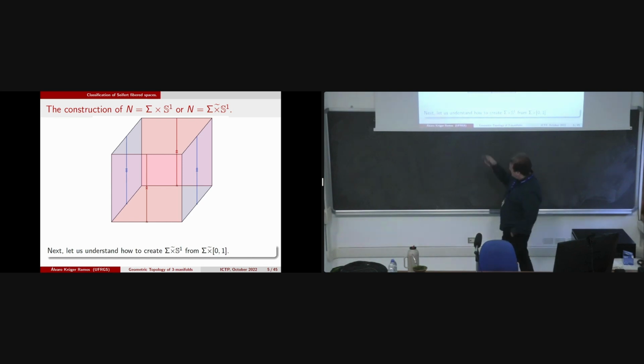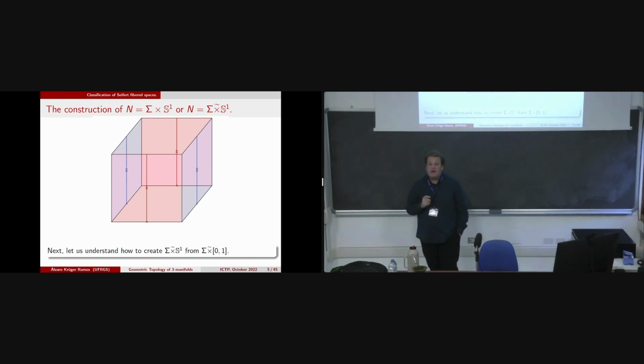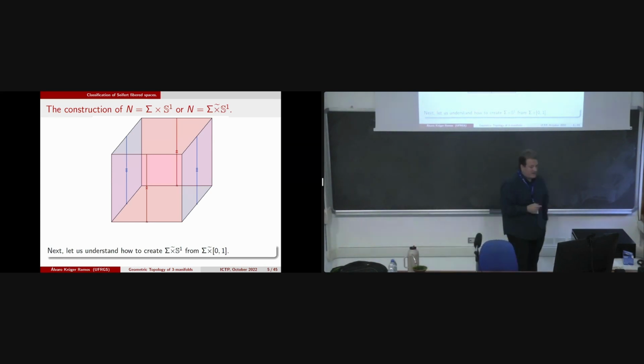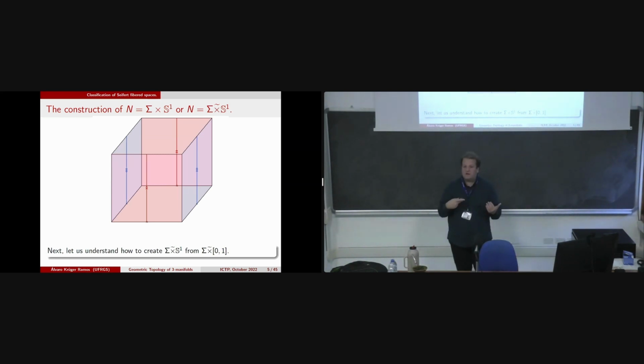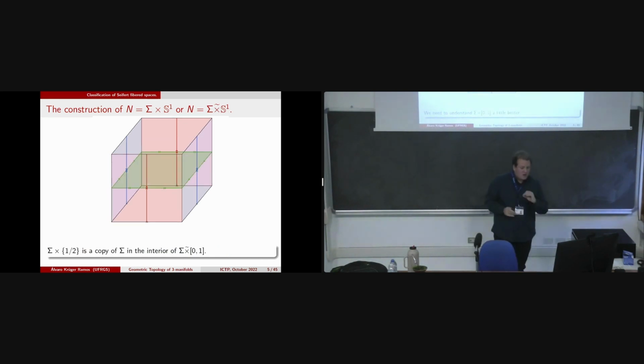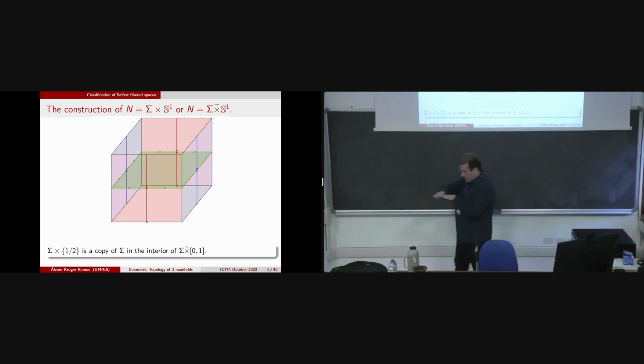So let's try to understand it a little better. And also, we need to understand how to obtain the S1 bundle, right? We want to create sigma times S1, not times I. Yeah, I forgot to mention. So let's understand this manifold, and with this understanding, it's going to be reasonably easy to create sigma tilde times S1. So first, let's look at this central horizontal slice.